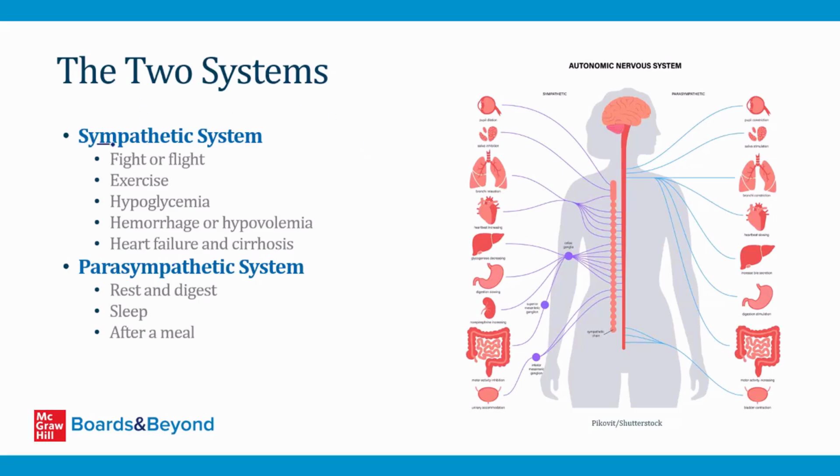The first one is called the sympathetic nervous system, also known as the fight or flight system. And it gets its name because the involuntary actions of the sympathetic nervous system are all actions you need if you're going to fight or flee from something.